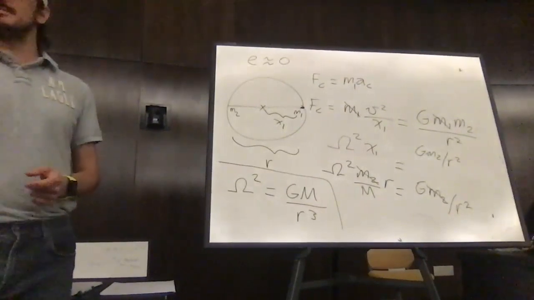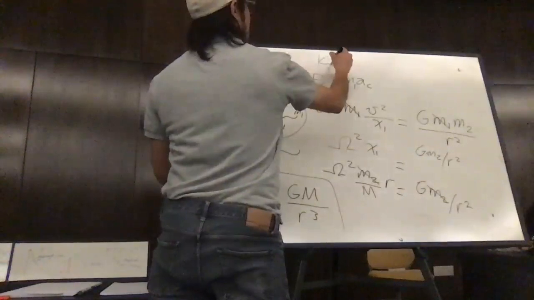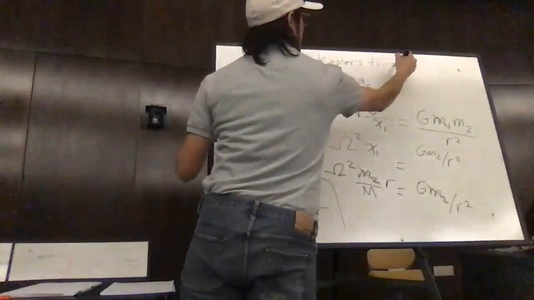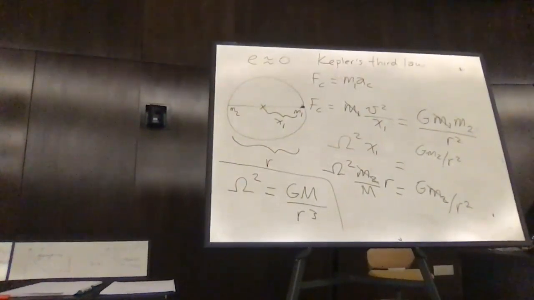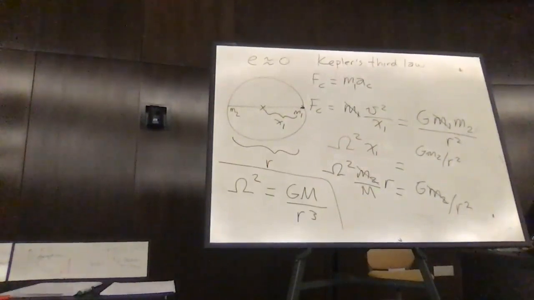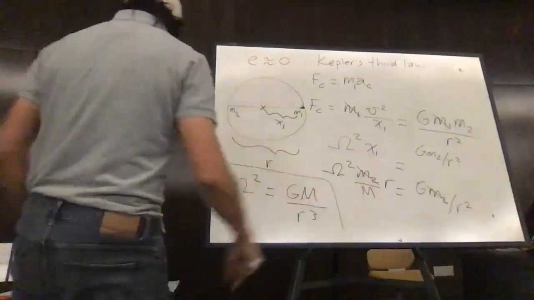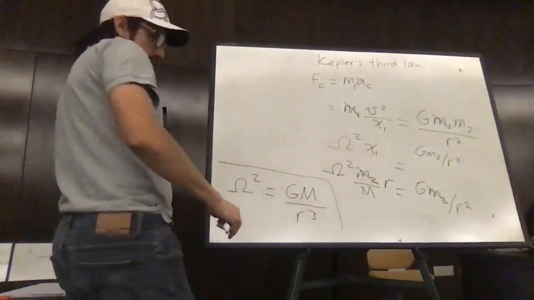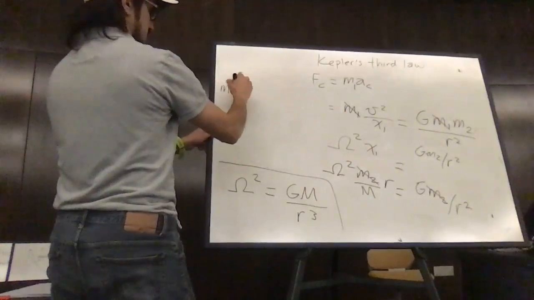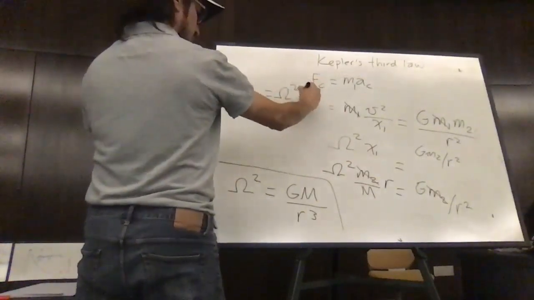No. You sure? What's Kepler's third law? Probably. I'll be surprised if you didn't. So I guess we can also say that this one, M1 plus M2, the total mass, is omega squared R cubed over G.